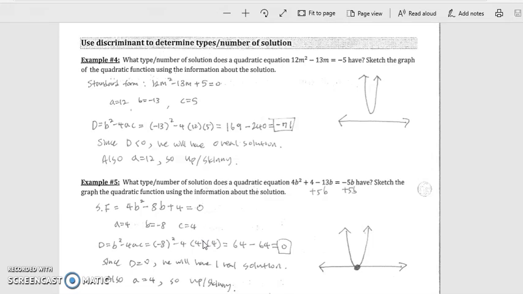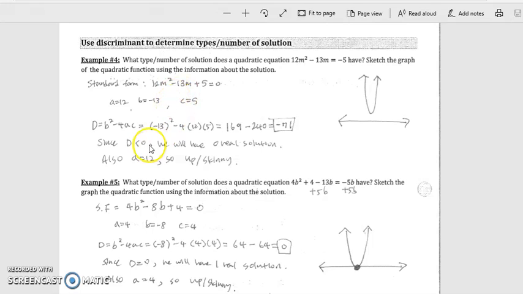Use the discriminant to determine the types and numbers of solutions. What type or number of solutions? Sketch the graph of the quadratic function using the information about the solution. So again, we've been practicing this. You're going to go ahead and add 5 to the other side. So 12m squared minus 13m plus 5 is equal to 0. A is 12, B is -13, C is 5.